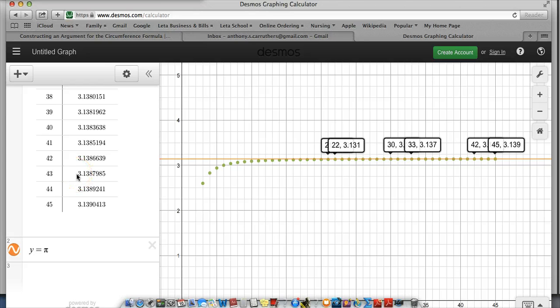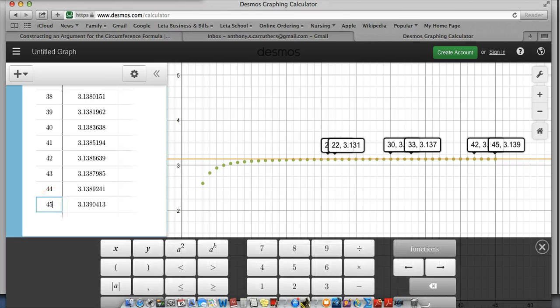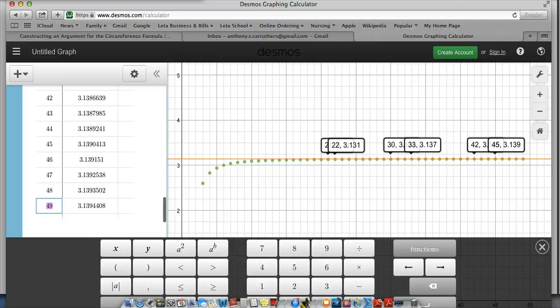3.14, and then on to irrational infinity. So if I wanted to show students, again, that it doesn't actually reach pi, I would just show them more and more values, and we see it's actually getting closer and closer to pi, but actually never reaching pi. So that's the concept of approaching asymptotically.